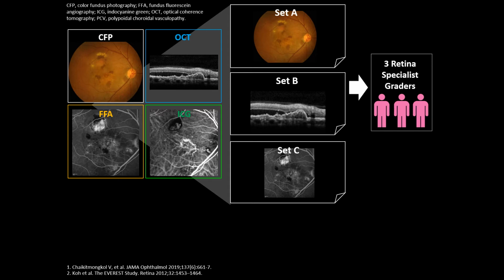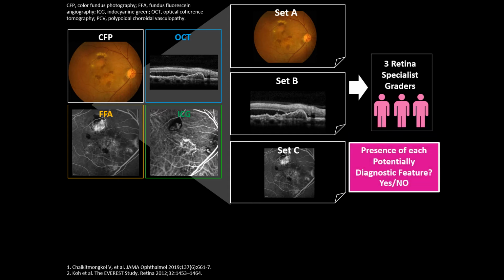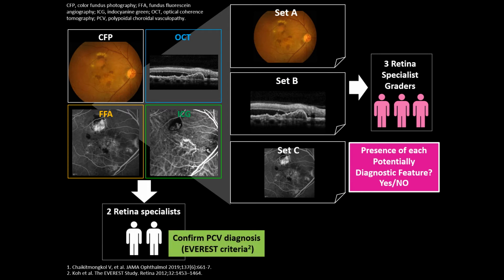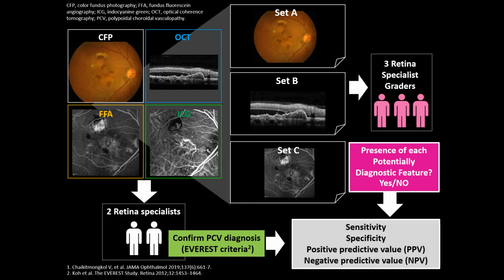After the identification, the images were categorized in 3 sets without ICGA and were sent to 3 retinal specialist graders. And the graders had to look at each image and answer whether they saw the diagnostic feature of interest or not. In parallel, the other 2 retinal specialists confirmed PCV diagnosis using ICGA according to the EVEREST criteria, and the results of the 2 groups were compared.